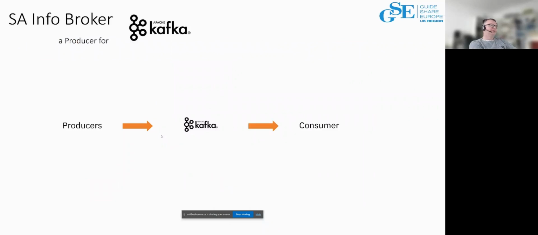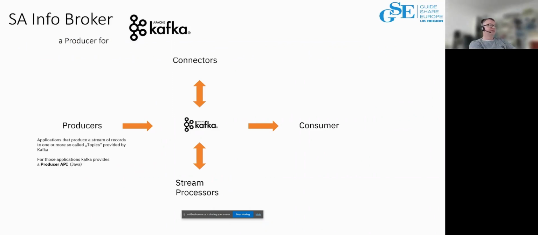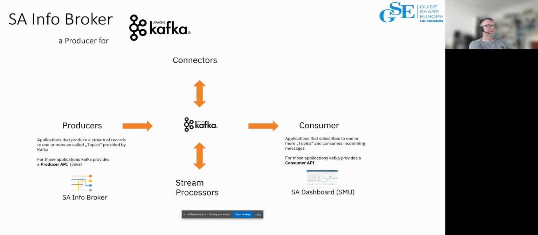Again, Kafka has producers and consumers. Then there are other concepts like connectors and stream processors. As you've seen, system automation with the so-called SA Info Broker is one producer, and another consumer is the SMU. But connectors and stream processors offer possible ways to use information and combine it with other information, maybe in a database that has been written by some other kind of monitoring solution.